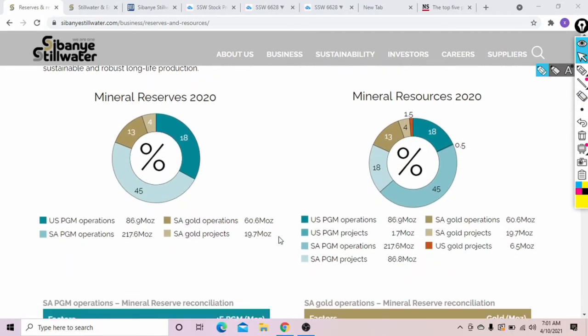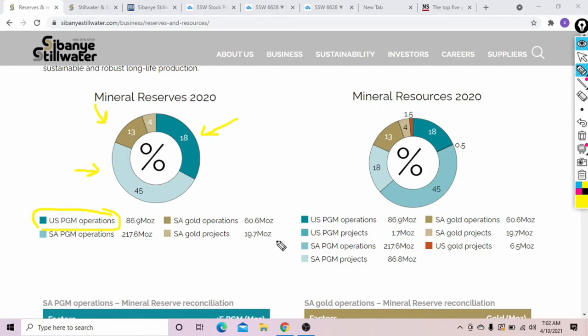All right, now let's compare the 2020 resources and reserves. You can see here the US platinum operation, which is indicated by this color here. It has 18% in terms of this pie chart. These are reserves. The US operation contributes 18% to Sibanyestillwater mineral reserves. And then the South African PGM operation, the South African platinum operation, has 45%. It contributes 45% into Sibanye platinum operations. And then if you go to gold, our SA gold operation, they contribute 13% into Sibanye mineral reserves.